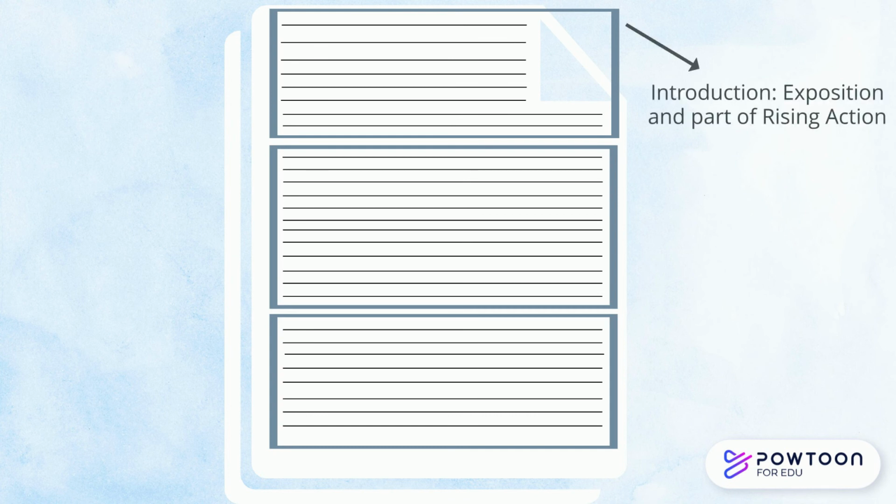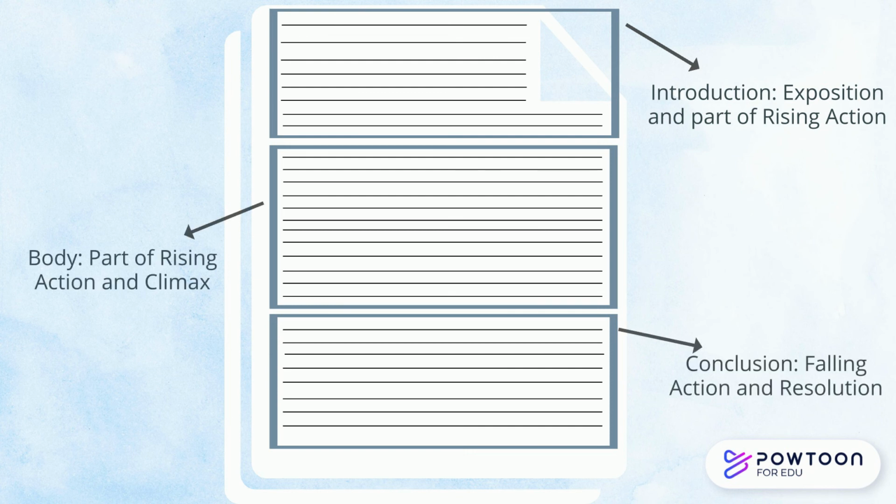This is a typical structure of a narrative essay. It is not necessary that you follow this. The first paragraph, the introduction, has the exposition and part of the rising action. The next paragraph, the body, has the remaining part of the rising action and the climax. Next, the last part, the conclusion, has the falling action and resolution.